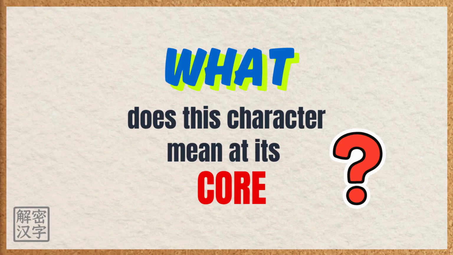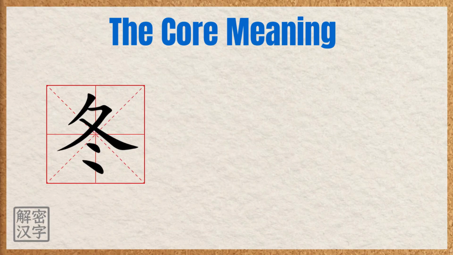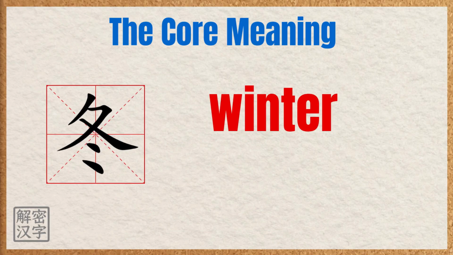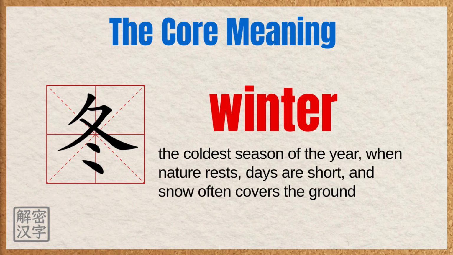What does this character mean at its core? At its core, the character dōng represents winter, the coldest season of the year when nature rests, days are short, and snow often covers the ground.